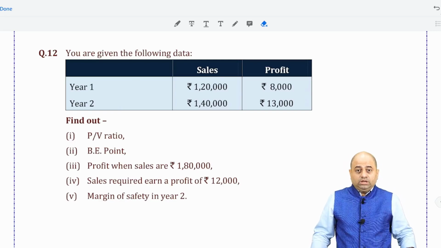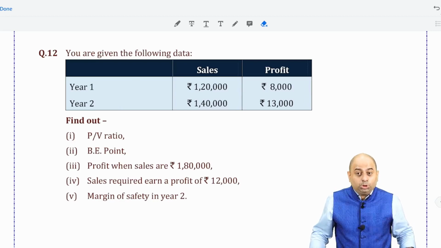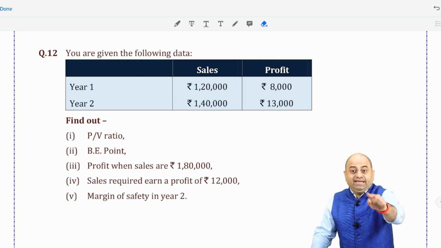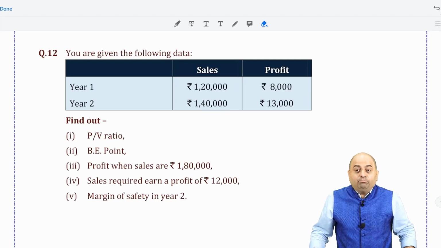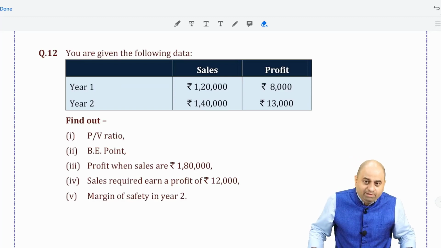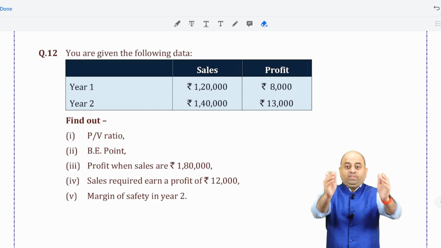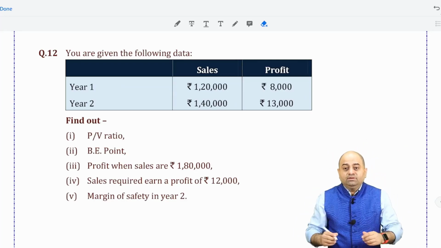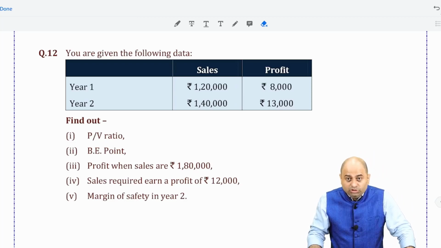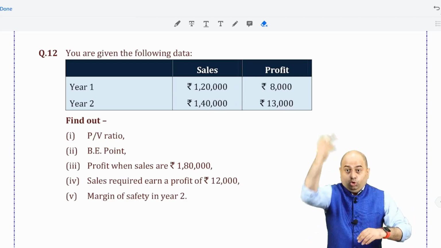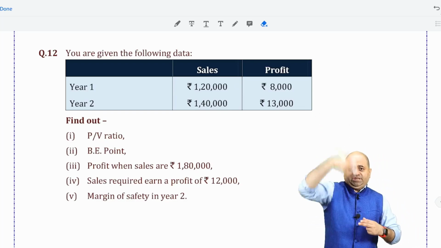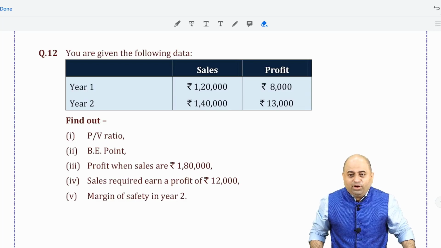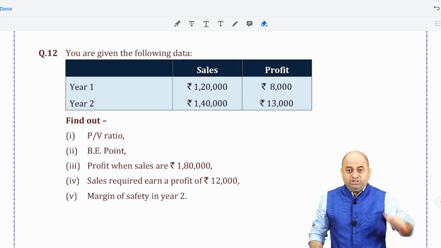You got PV ratio. Once you get PV ratio, my friendly suggestion to ensure simple solving of the remaining required parts: create the present data of both years totally. I repeat, create the present data of both years totally. For both years, you calculate sales, variable cost, contribution, fixed cost and net profit. Naturally, when you do this, you will get fixed cost, which here will remain same in both, and automatically your break-even point calculation, which is your second required part, will become easier.